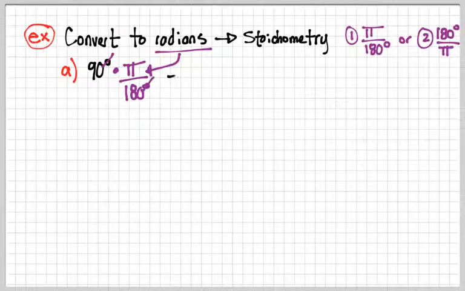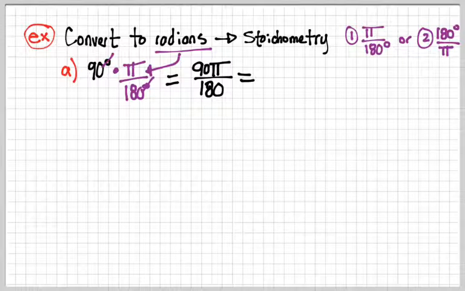So we end up getting 90 pi over 180, and this can be reduced even farther. 90 and 180 can be divided by 90 to get 1 over 2 pi, or even a simpler form, the form I want you to put it in, pi over 2.